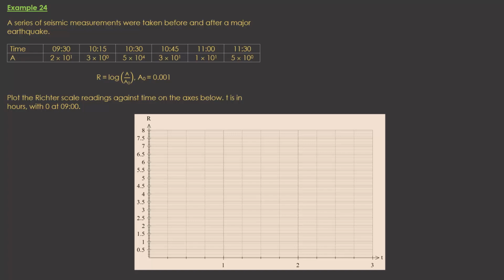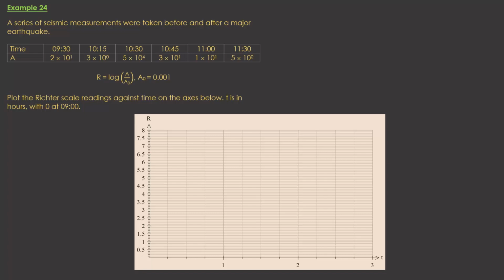A series of seismic measurements were taken before and after a major earthquake. And we can see these measurements here. Note that these would be quite difficult to map just on an ordinary scale, because this one here at 10 to the 4 is 1,000 times bigger than this one, and 10,000 times bigger than the 10 to the 0 ones. So on a non-logarithmic scale, they'd be difficult to plot.